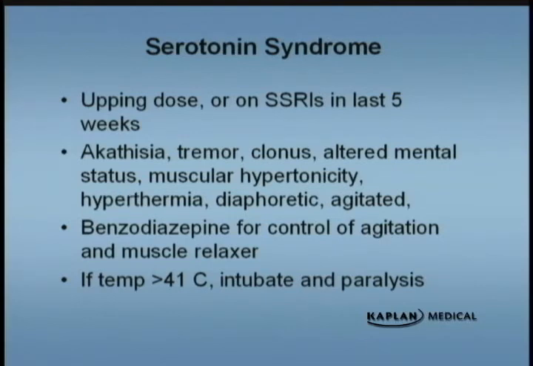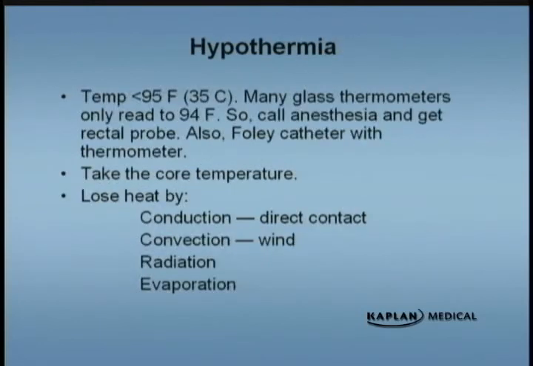When the temperature gets up to 105, 106, they may need to be intubated due to the severity of their illness. And as a last resort, paralysis, so their muscle paralysis chemically through anesthesia can prevent any more muscle breakdown and rhabdomyolysis. Next is hypothermia.